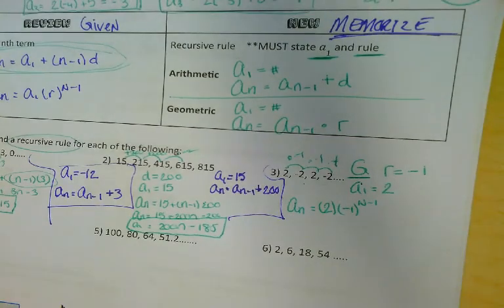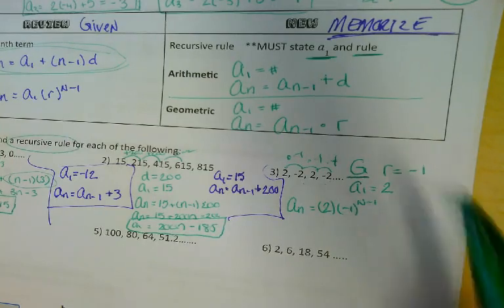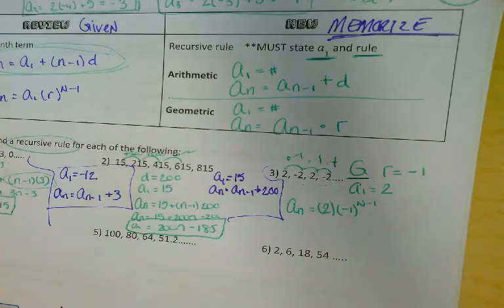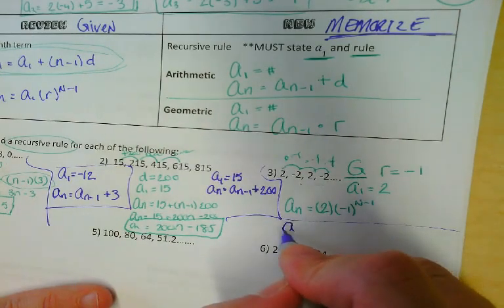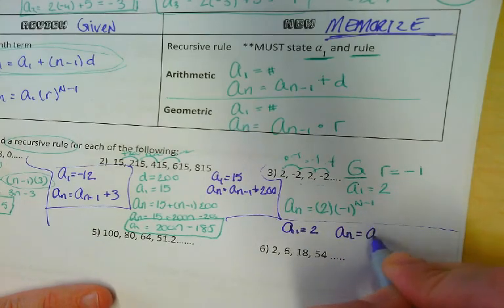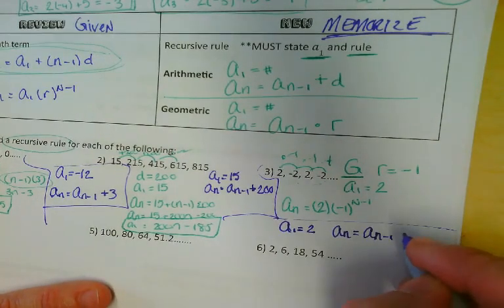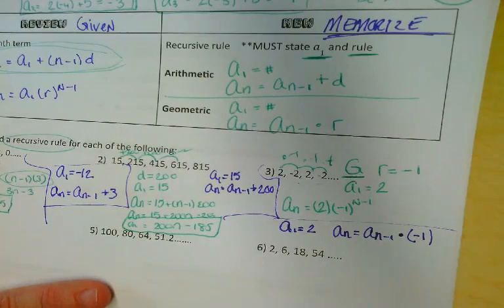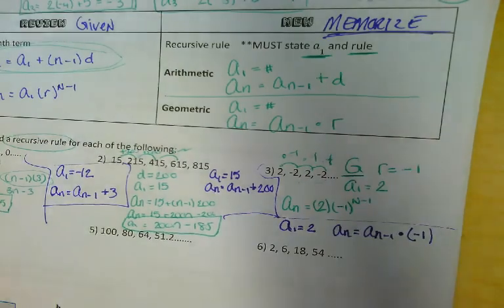And geometrics are so much nicer. There's literally nothing to clean up because this base is attached to this exponent, and we know we can't multiply those, so it's just done. Then we need our recursive formula. So again, I'm going to state a sub 1 is equal to 2. And then I'm going to take my previous term, a sub n minus 1, and just tell the grader what we did to get from term to term. We didn't add this time. This time we're going to multiply by negative 1. So we're just saying take that term and multiply by negative 1. That's it. Recursives are easy. There's nothing to clean up. You're just writing down what you're doing.